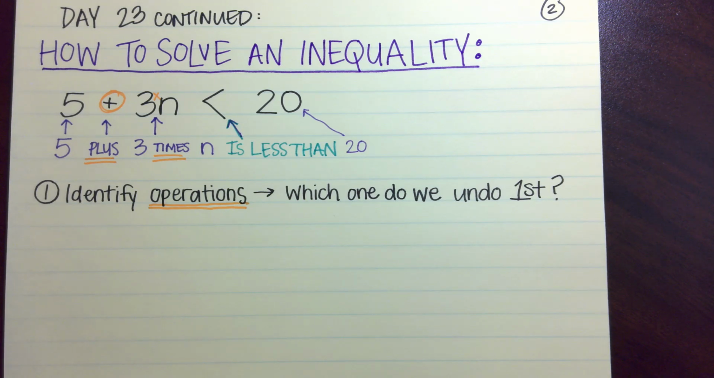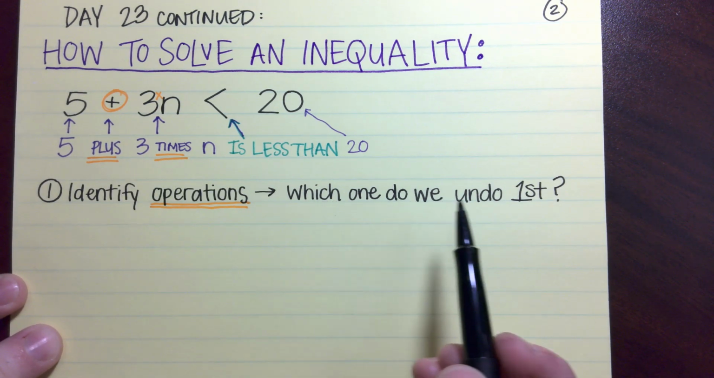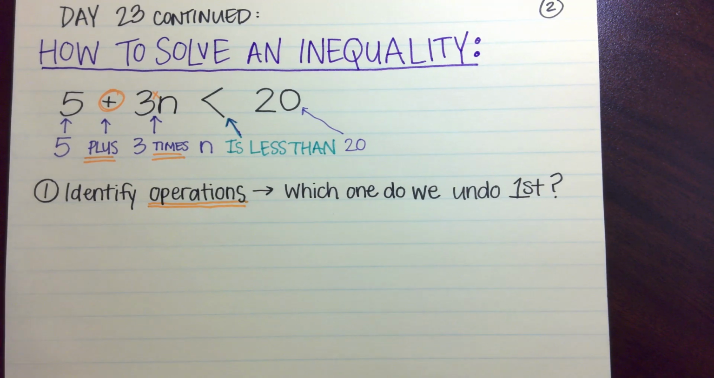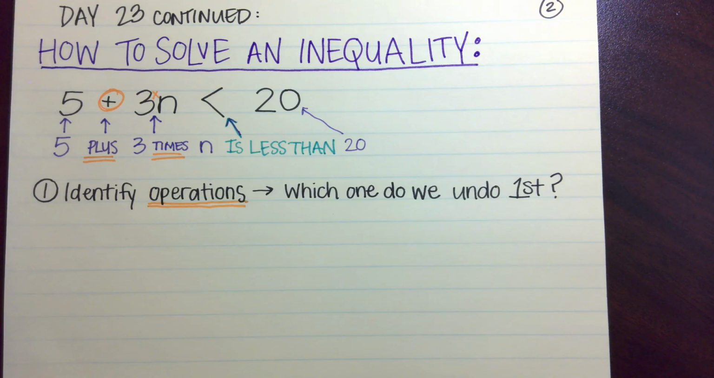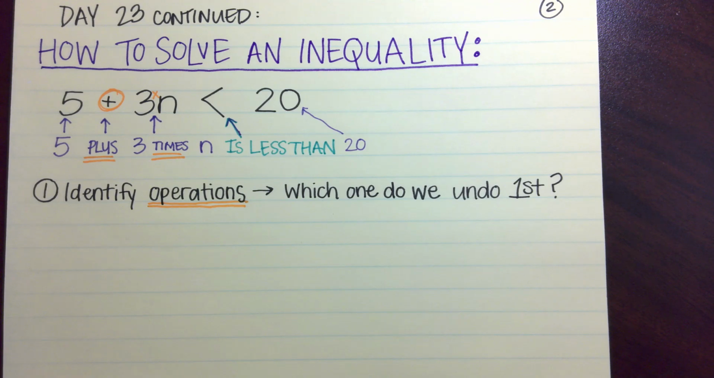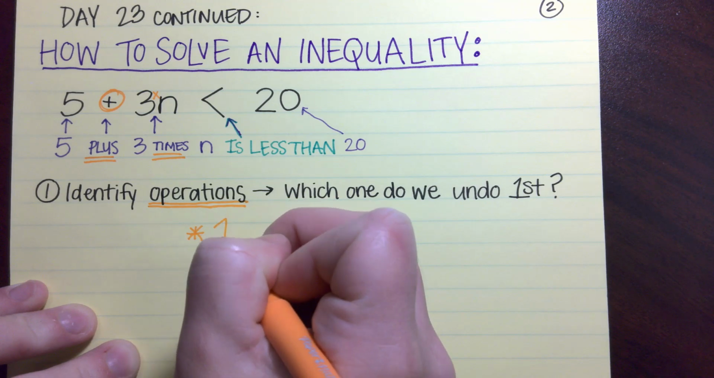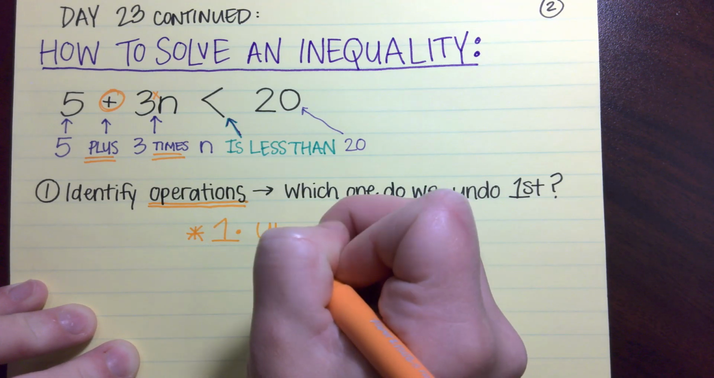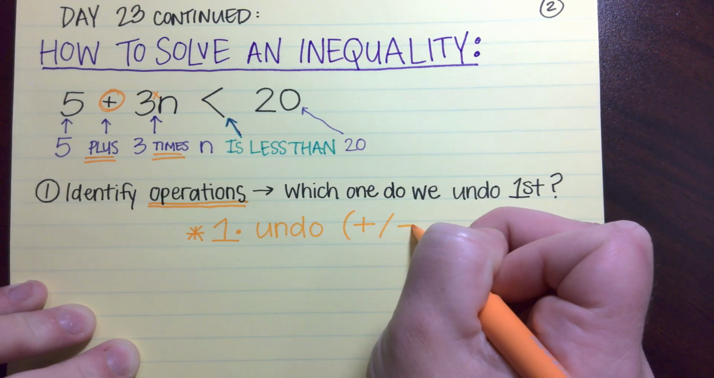All right. So after we identify our operations, we're going to decide, again, which one are we undoing first. So I wrote on the sticky note the guide of which one comes first. You guys remember which one out of plus or times, which one would we undo first? Yeah, we want to get rid of plus 5. So I'm going to just write out that little key again. First, undo addition and subtraction.